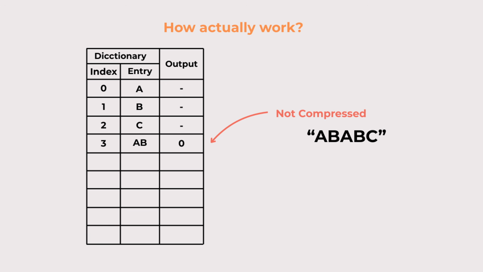At this point, we haven't actually compressed anything yet. We're just preparing for future repeats. Next, we see B. Same process here. Add BA to the dictionary and output the code for B, which is 1.